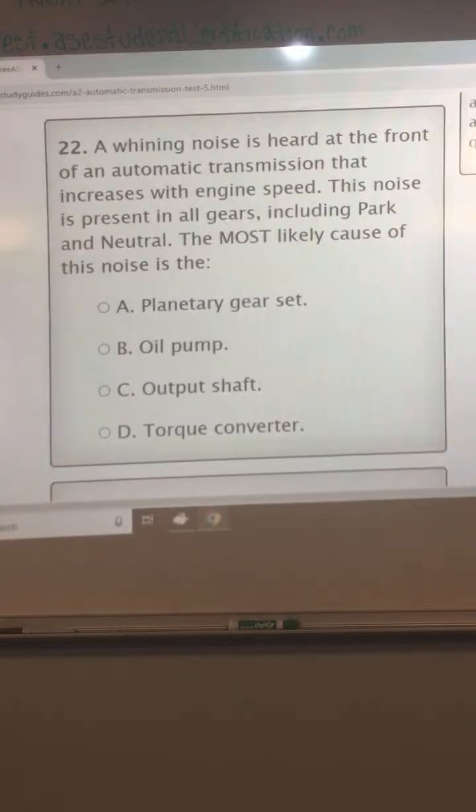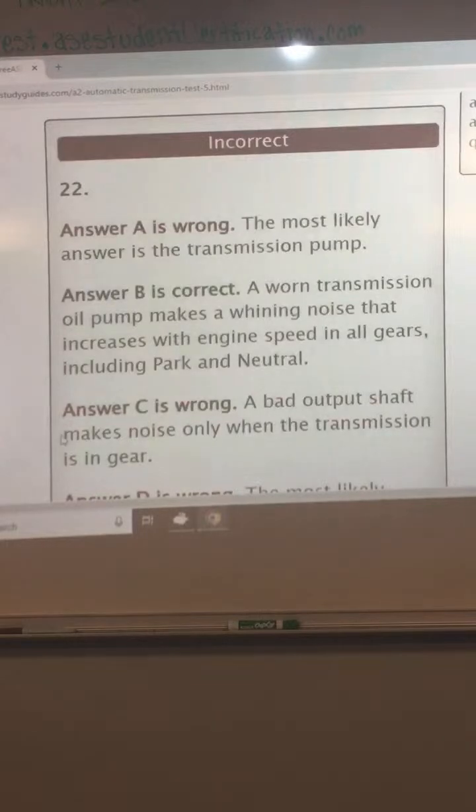It doesn't say what it is, but what they're trying to get you to understand is what would make a whining noise at the front of the transmission, present in all the gears. It's D or A. It's one of the two. Let's go with D. Going with D? Yeah, I'm going with D.